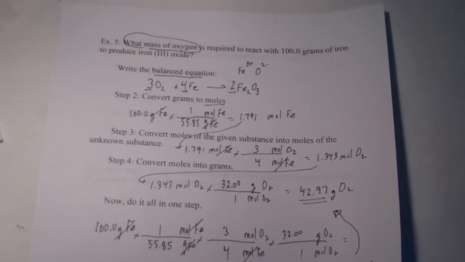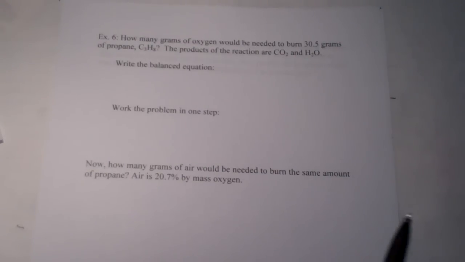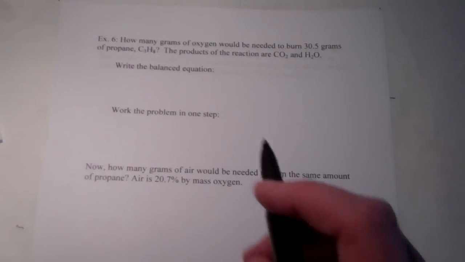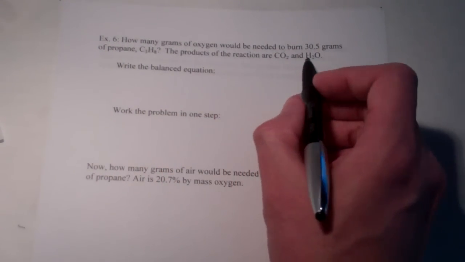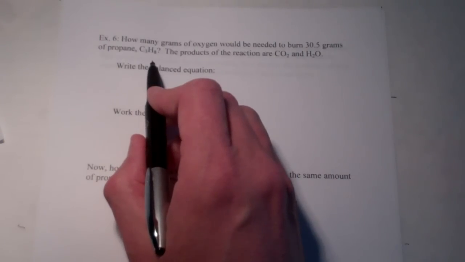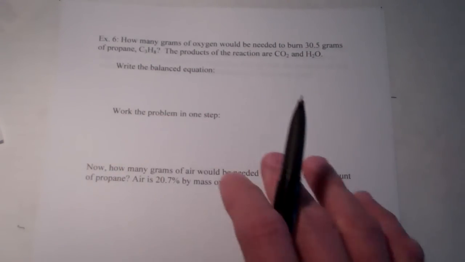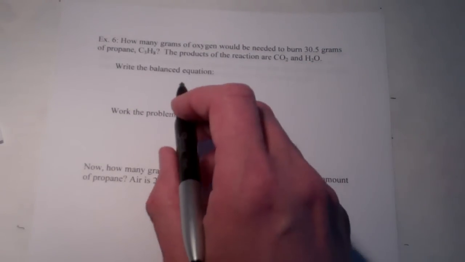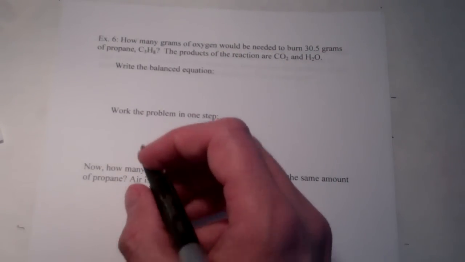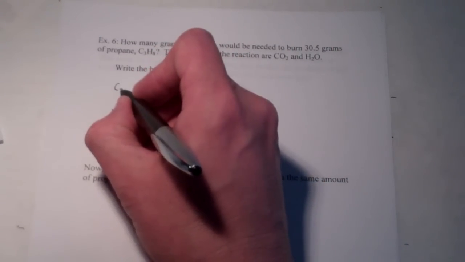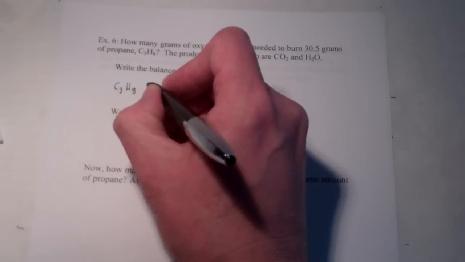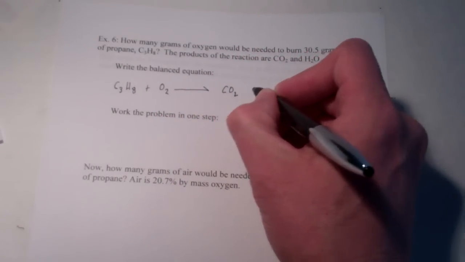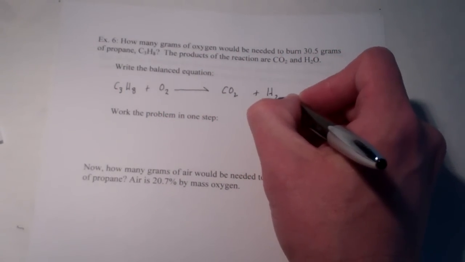So let's use that and move on to example number 6. We want to know how many grams of oxygen are needed to burn 30.5 grams of propane. The formula for propane is given, C3H8. The products of the reaction are CO2 and water. This is a typical combustion reaction. So the equation: C3H8 and oxygen react to form CO2 and water.